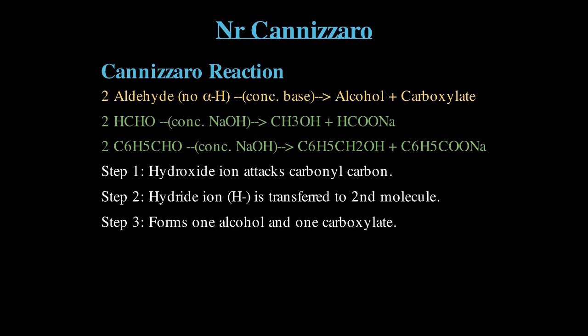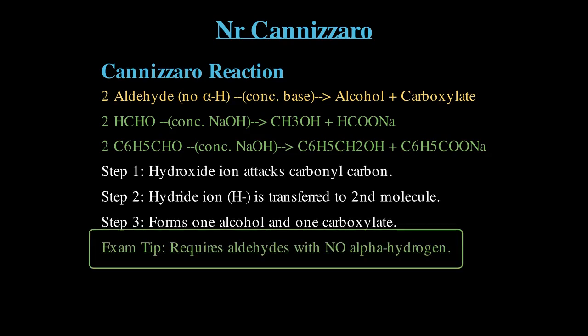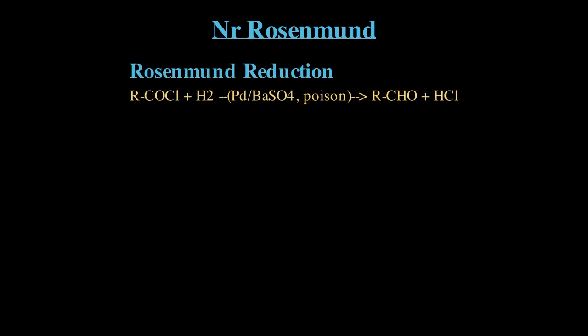So for your exams, the main thing to remember is this: no alpha hydrogen is the absolute requirement for the Cannizzaro reaction. Now for a very useful synthesis reaction, the Rosenmund reduction. This is a brilliant method for preparing aldehydes. The general reaction involves the catalytic hydrogenation of an acid chloride, also known as an acyl chloride. We use hydrogen gas with a special catalyst, palladium deposited on barium sulfate. This catalyst is deliberately poisoned with a substance like sulfur or quinoline.